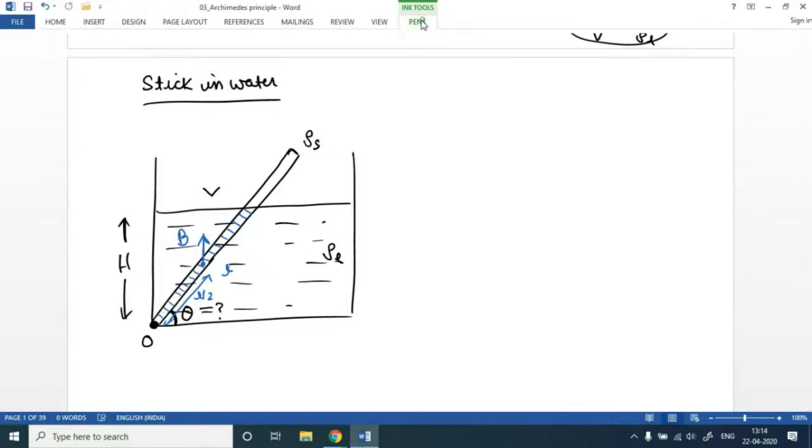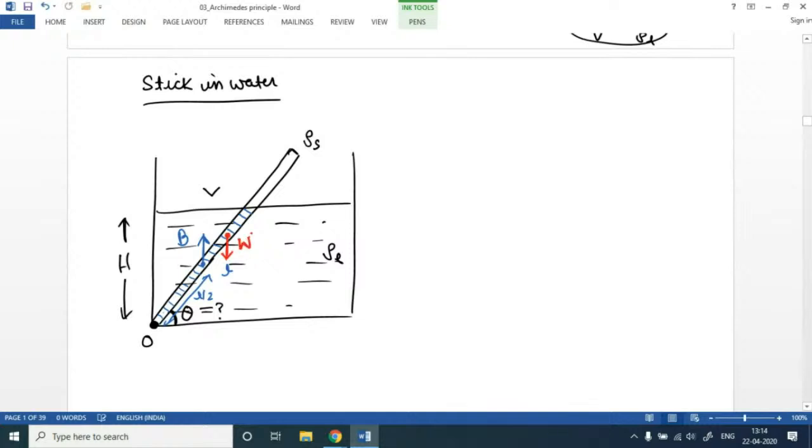Similarly, the other force that would be acting is obviously its weight, and the weight would effectively be acting at the center of gravity over here. That would be the midpoint of this stick, and this here will be its weight.